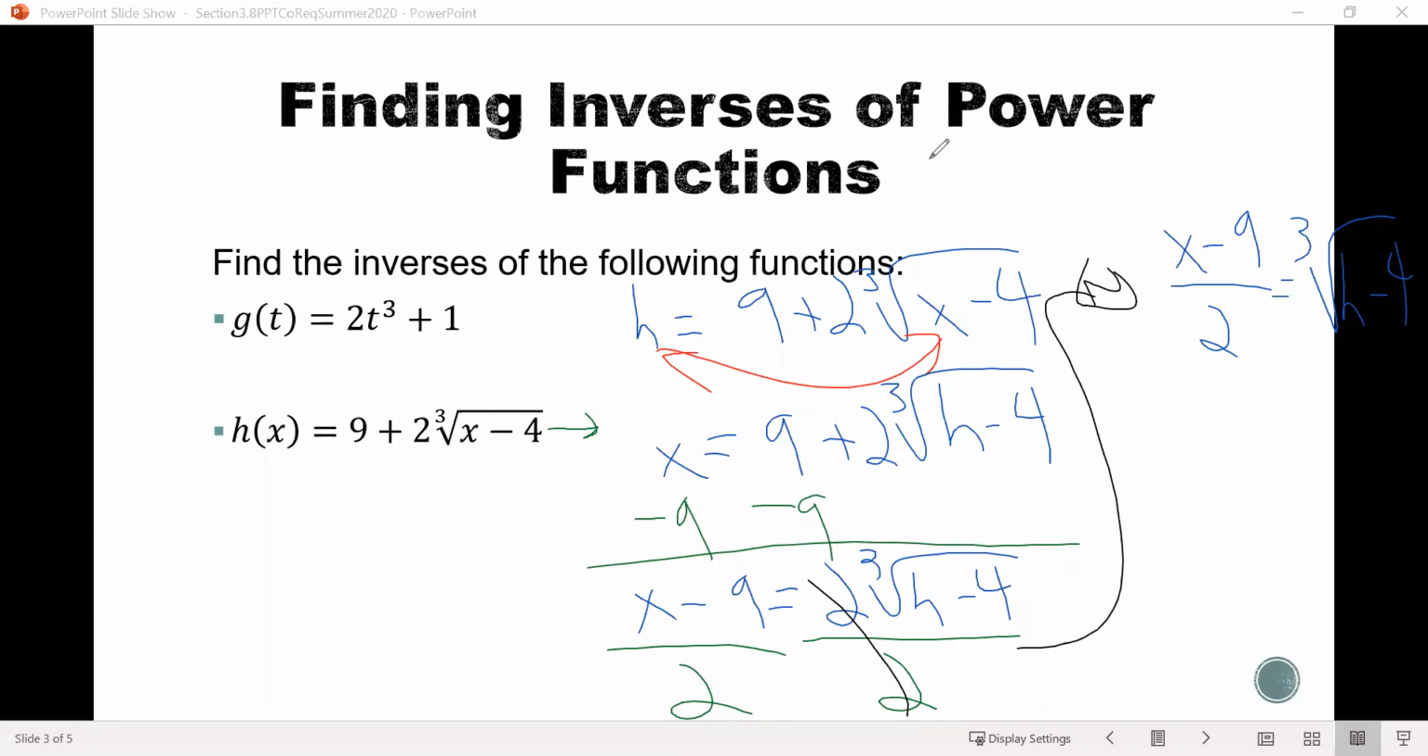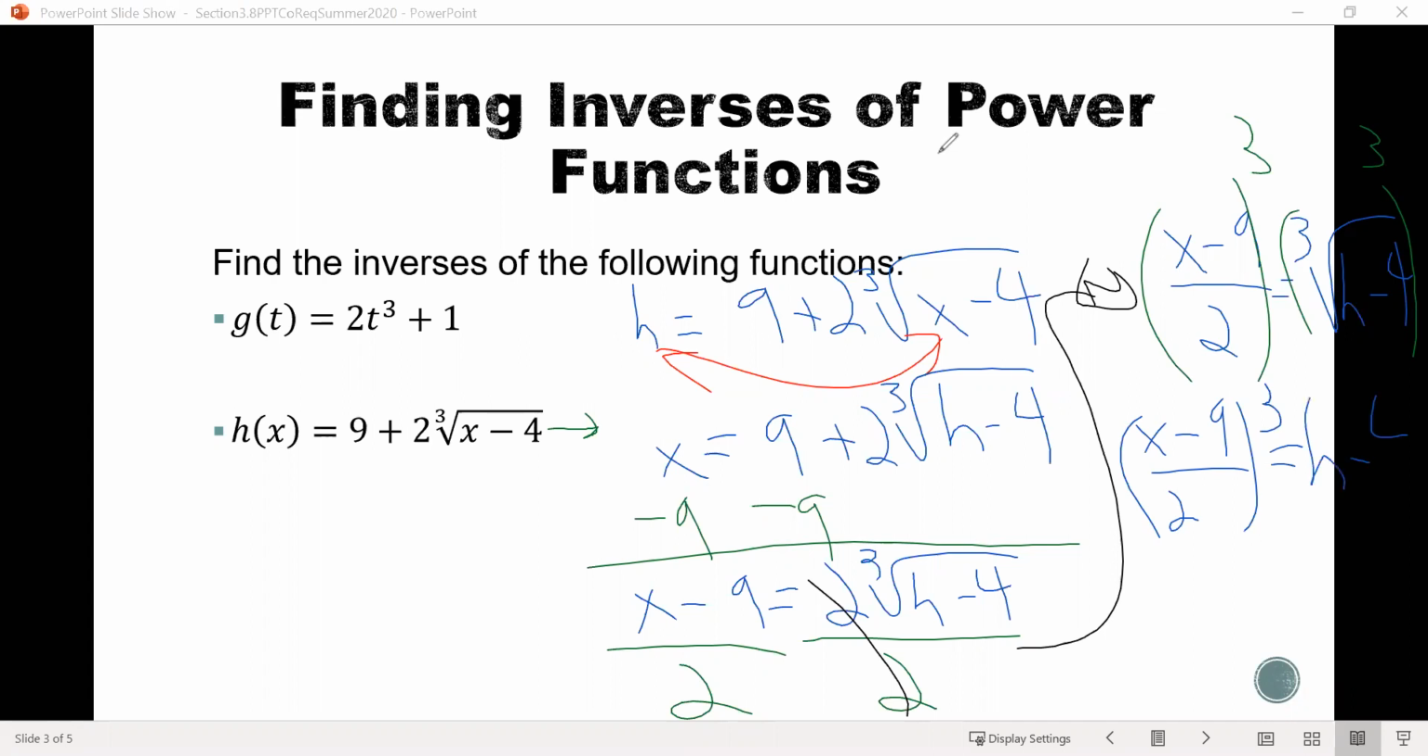So now we need to undo the cubed root, which we do the opposite of that, which is cubing. So we'll cube everything. It's kind of the opposite of what we did in the last one. And again, on the left-hand side, when we cube everything, we cube everything. So not just the x minus 9, not just the 2, it's that whole thing cubed. So we now have x minus 9 over 2 cubed. On the right-hand side, the cubed root and the cubed have canceled out, so we have h minus 4.